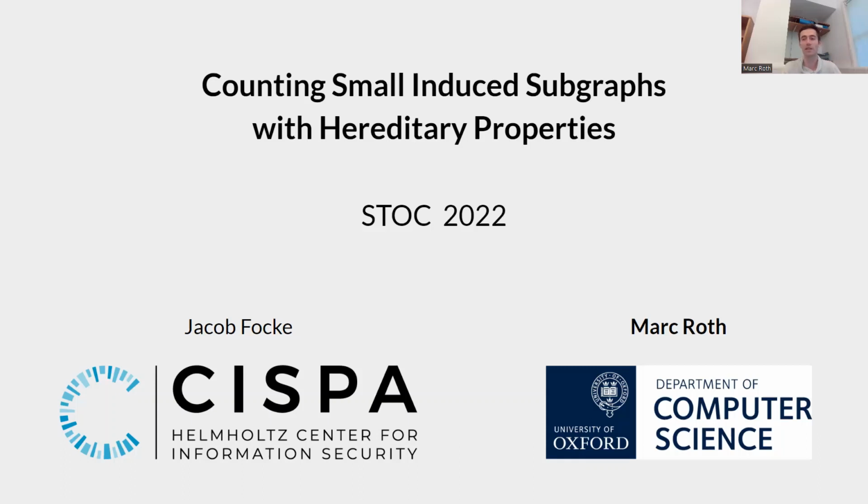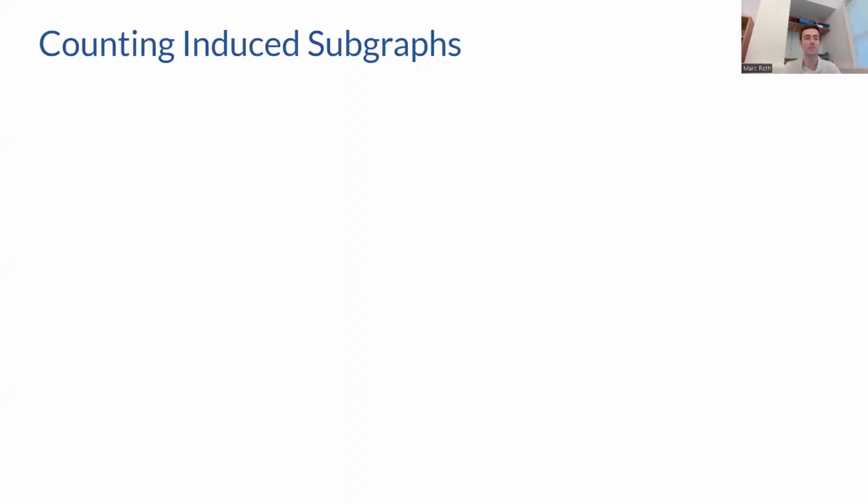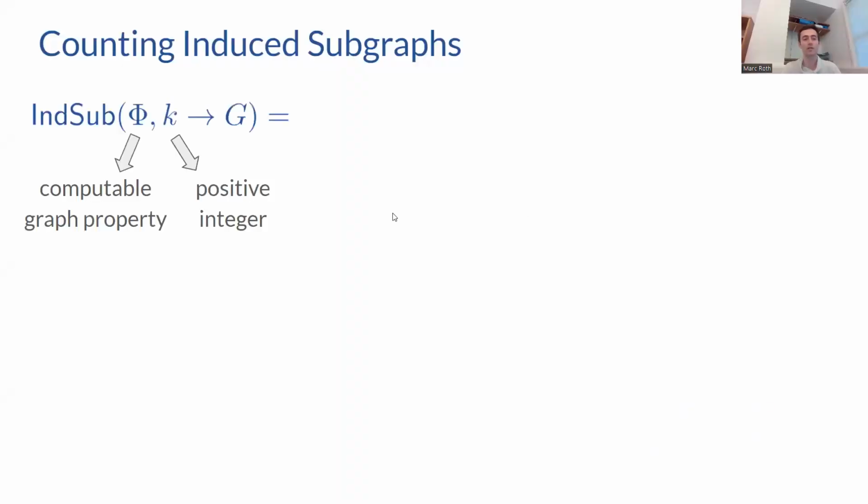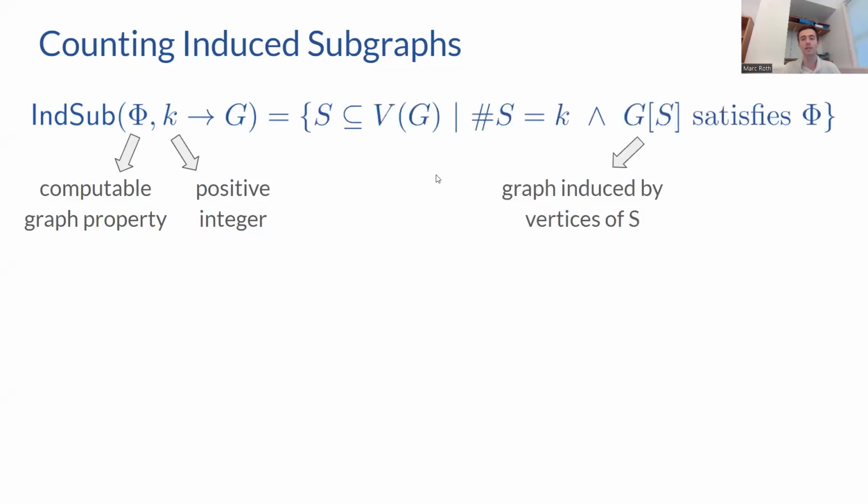Let me start by setting up the notation and defining the family of problems we are interested in. So first of all, given a computable graph property phi, a positive integer k, and a graph G, then this set Ind-Sub(phi, k) of G just contains all k-vertex induced subgraphs of G that satisfy phi. And formally, this contains all subsets of the vertices of G of size k that induce a graph that satisfies the graph property phi.